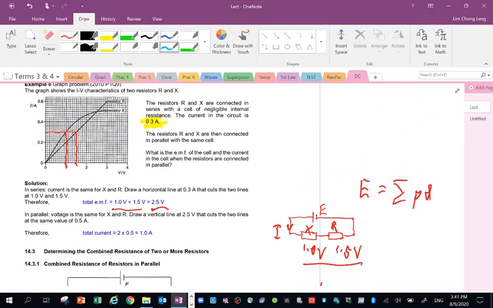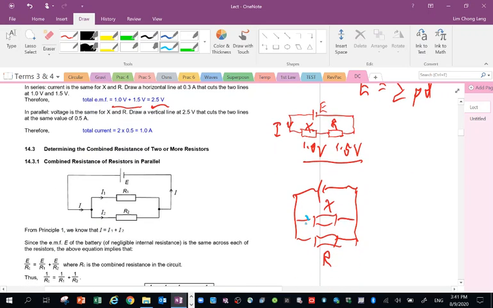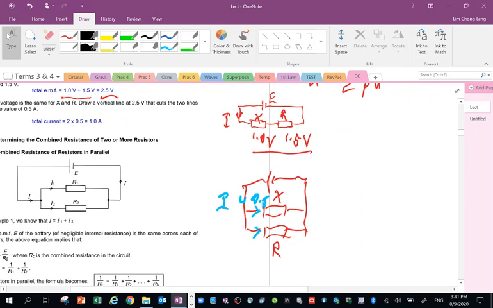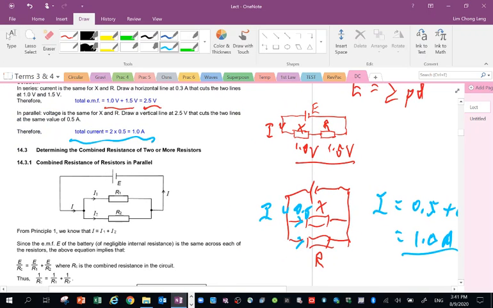So I will go to the graph at 2.5 and it hits 0.5. Look very carefully. So that means through each of these, I have 0.5 ampere. The main current is the sum of the individual currents, which is 0.5 ampere plus 0.5. So the current through the main circuit is 1 ampere. So that's how I get 1 ampere here.